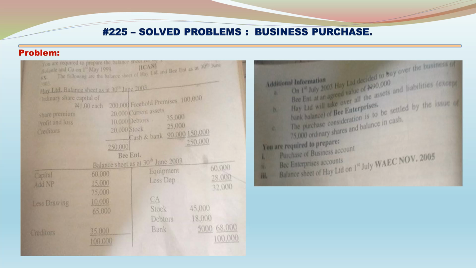On 1st July 2003, A Limited decided to buy over the business of B Enterprises at an agreed value of 90,000. A Limited will take over all the assets and liabilities except the bank balance of B Enterprises. The purchase consideration is to be settled by the issue of 75,000 ordinary shares and the balance in cash. You are required to prepare the business purchase account, B Enterprises account, and the balance sheet of A Limited on 1st July.